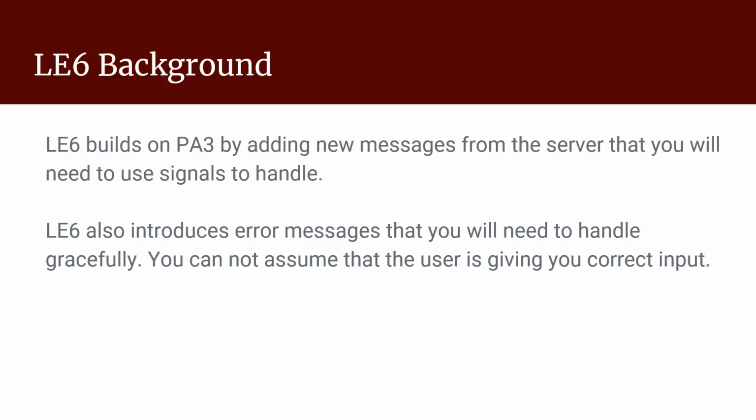LE6 builds on PA3 by adding new messages from the server that you'll need to use signals to handle. We've added one message type to the message type enum, as well as one struct. That's going to hold the new messages, and they will be going through the control channel. We'll get into that a little bit later.